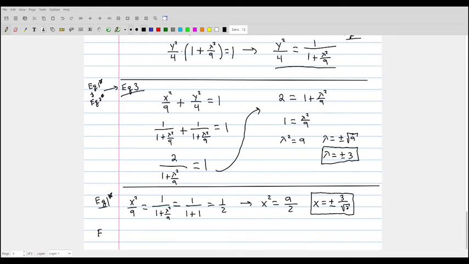Likewise, we can do this for equation 2 star. And remember, equation 2 star is giving us that y squared over 4 is equal to 1 over 1 plus lambda squared over 9, which is 1 over 1 plus 1 when you plug in plus or minus 3, or 1/2.